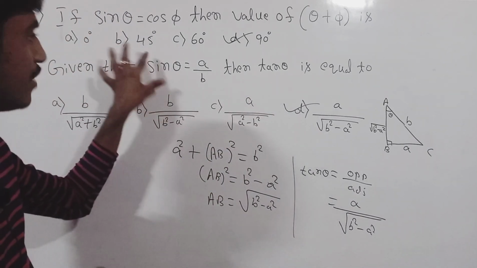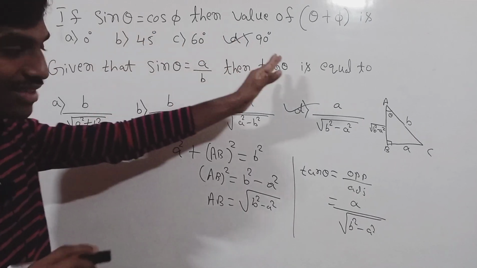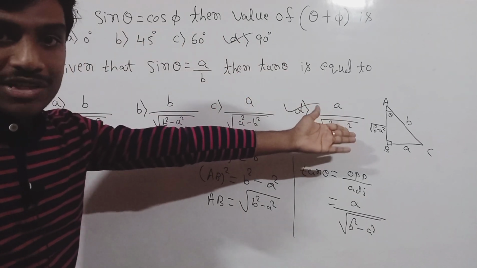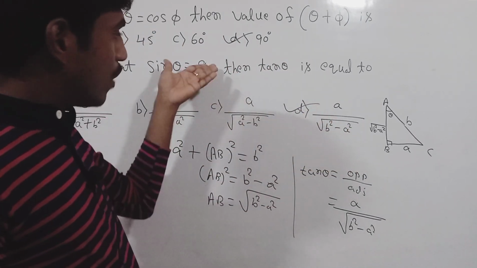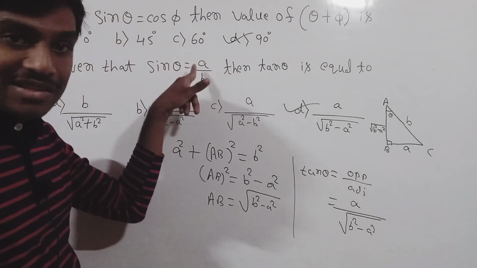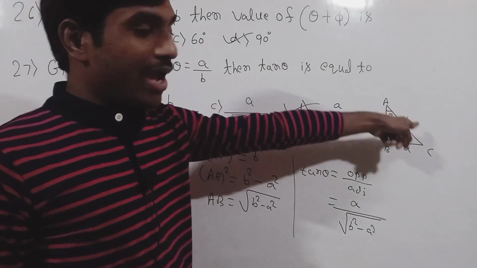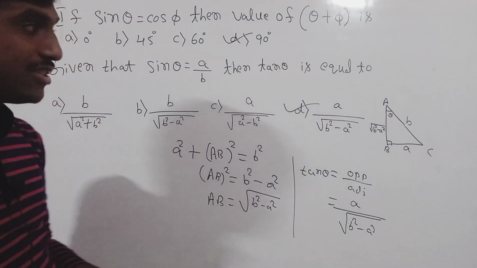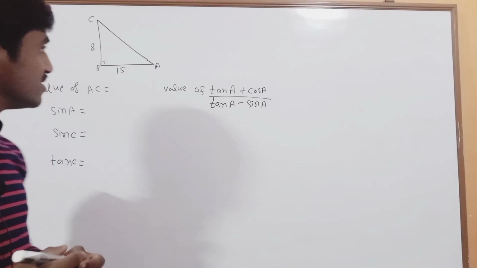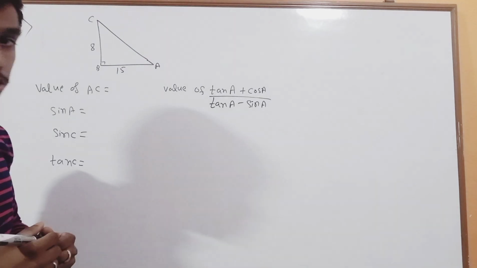So whenever they give any one trigonometric ratio and they ask for another, we will go for the right angle triangle and substitute what they have given. Here they have given sin theta, opposite by hypotenuse. If they give cos, then we substitute adjacent side by hypotenuse, and then we will find the rest of the values. Next question, this is a case study based question.